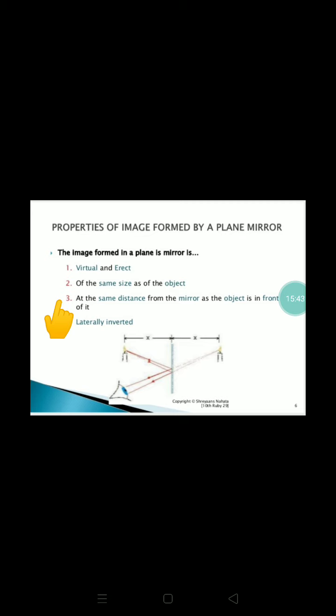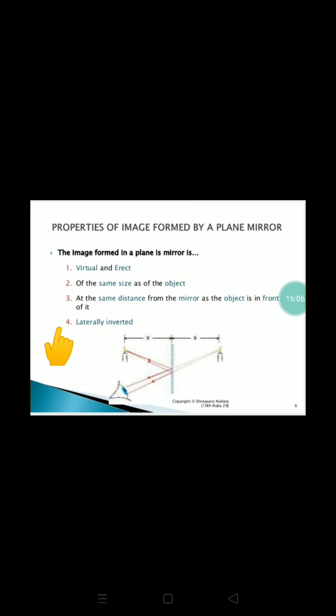Then the third one: the image is at the same distance from the mirror as the object. If this distance is 30 centimeter, this distance is also 30 centimeter, and the image is obtained just behind the mirror. And the fourth property is, it is laterally inverted. Laterally inverted means sideways inversion.